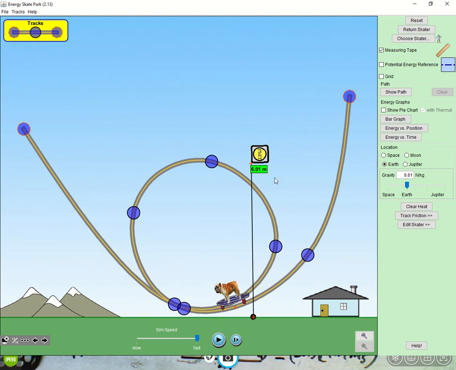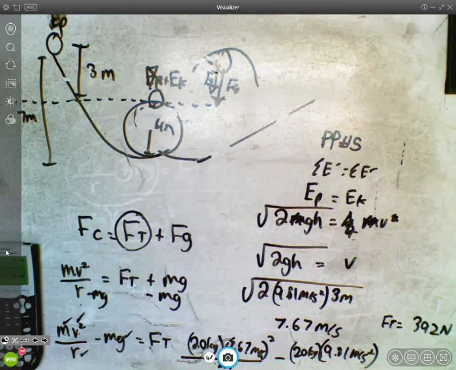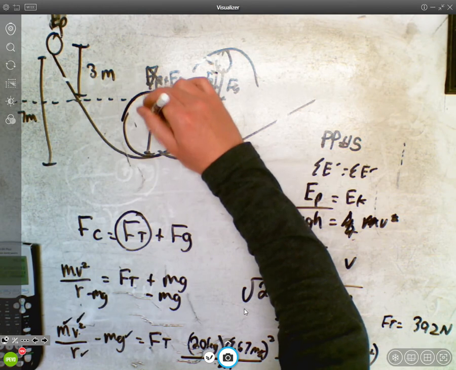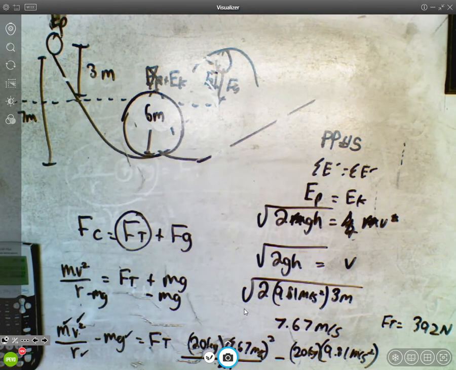So this is 6 meters. Yeah. And do we think he's going to make the loop this time? Well, let's take a look. So if we go back to our equation and we think about what's going to change if we make it 6? All we're changing is making this loop bigger. So it's now 6 meters.